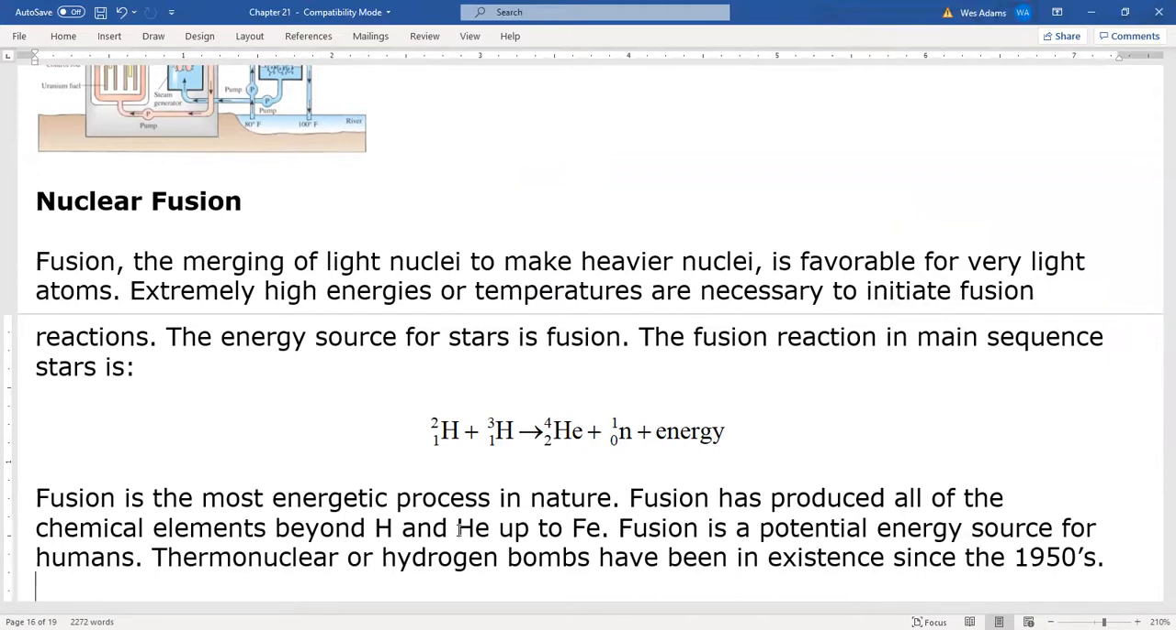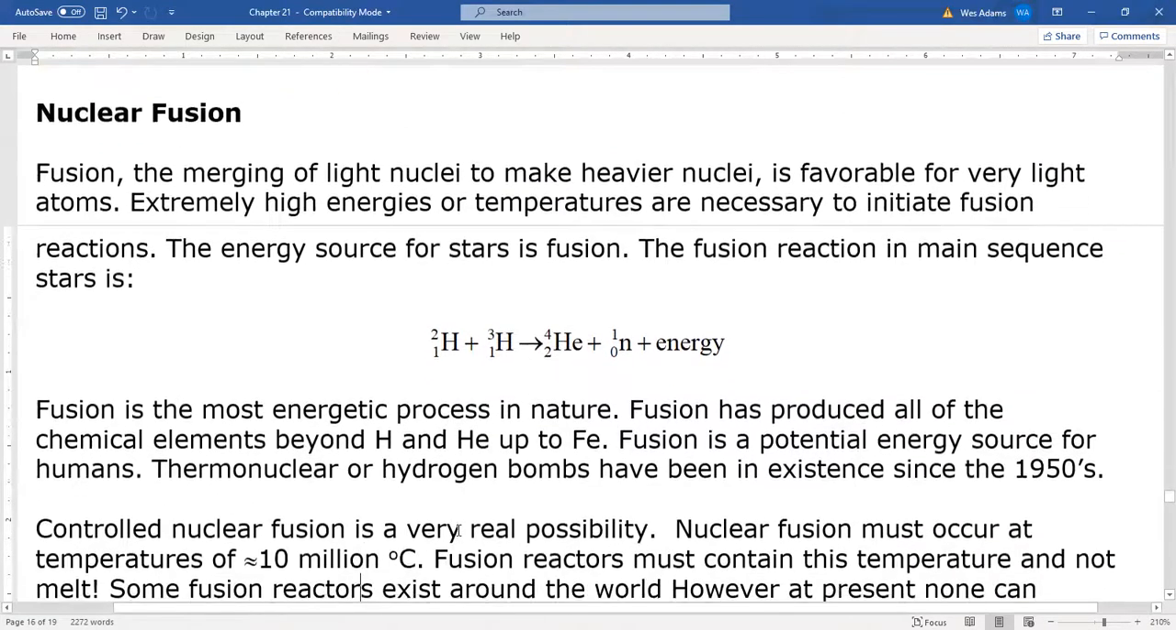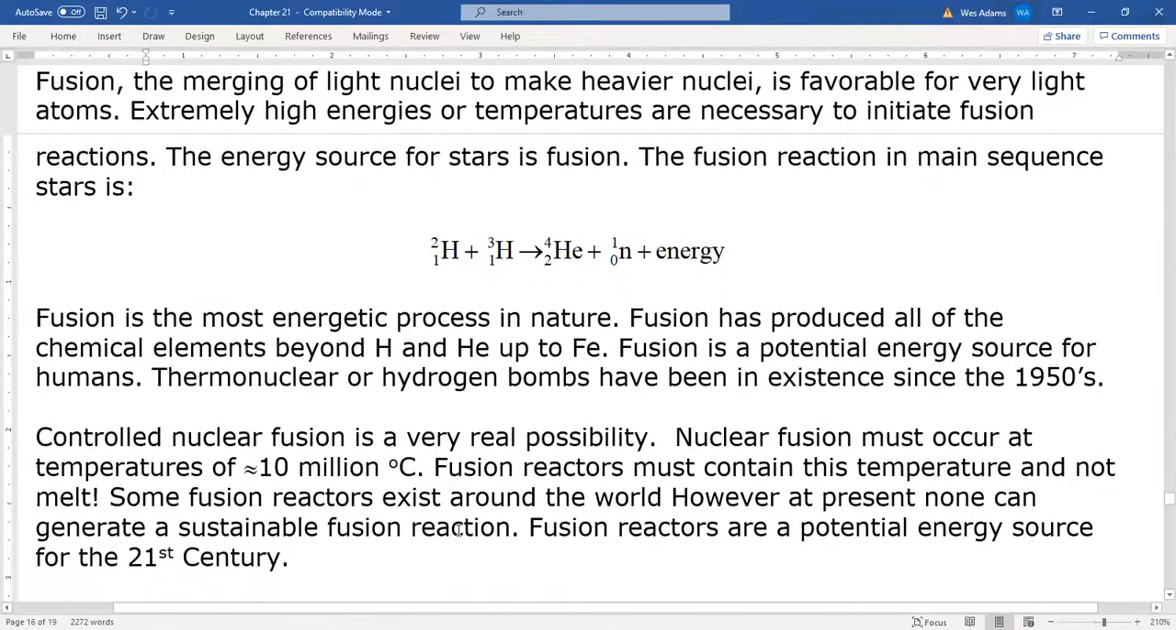Fusion can produce elements up to iron, typically, which are at the peak of that nuclear binding energy. It's generally not energetically favorable after that. Thermonuclear hydrogen bombs have been in existence since the 50s and do involve a little bit of fusion. It can be a possibility if you can overcome the energy barriers, but fusion generally requires high energies, which require lots of energy.